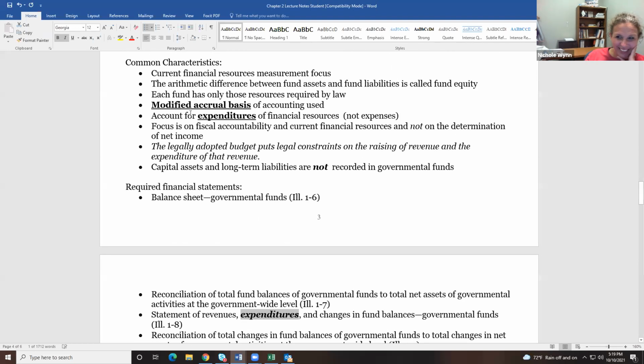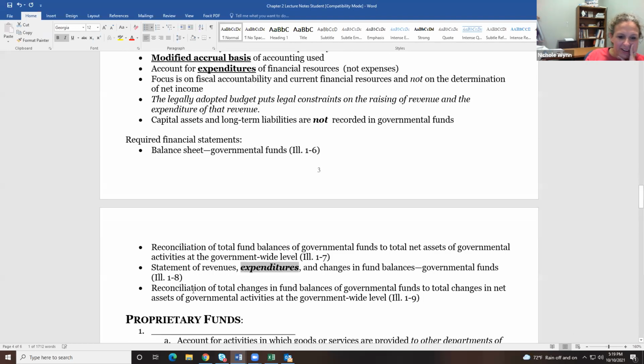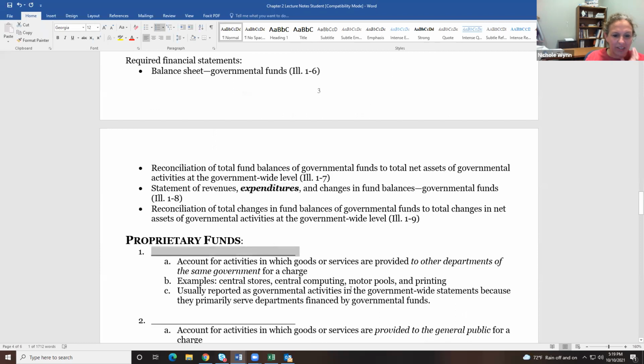Make sure I got the blanks. You can always pause me, right? Okay, so proprietary funds are next. And so proprietary funds are the vowels. That's how I remember them. And so this one is to other departments of the same government for a charge. And so these are the internal service funds. I call them ISFs.